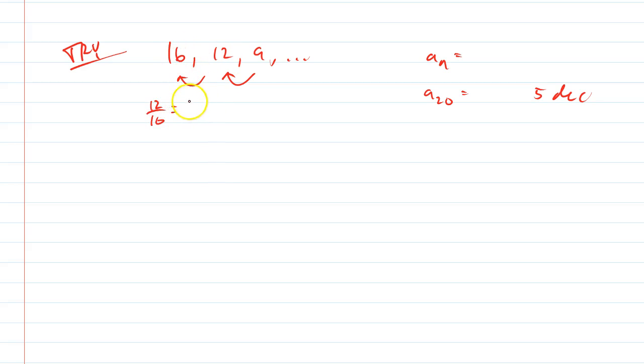Alright, so give this one a try. Here, I'm telling you it's geometric. Find a sub n, and then find a sub 20 to 5 decimal places. Okay, so first we have to divide backwards, because I know there's a common ratio, and if I can't think of it just by looking at it, I should divide back. 12 over 16 is, well, divide by 4, you get 3/4. 9 divided by 12, if you divide by 3, you get 3/4. Common ratio is right there.